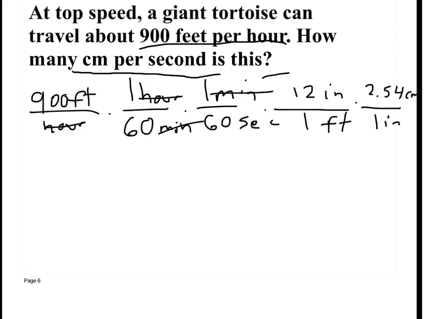Now I get rid of all the units I have left. I am left with centimeters per second. Is that what I want? Yes. So now I can multiply and divide everything I need to. So I multiply everything on top. 900 times 12 times 2.54.